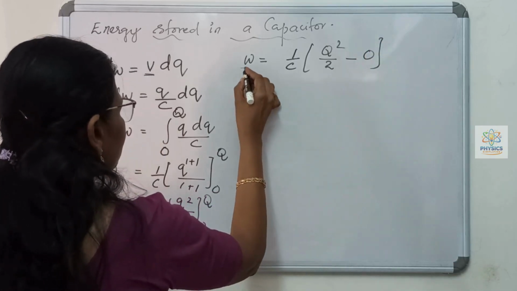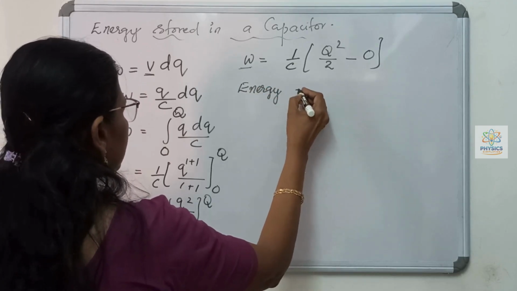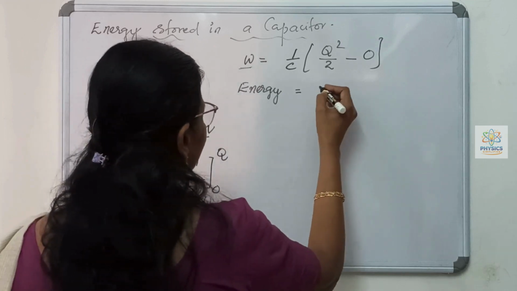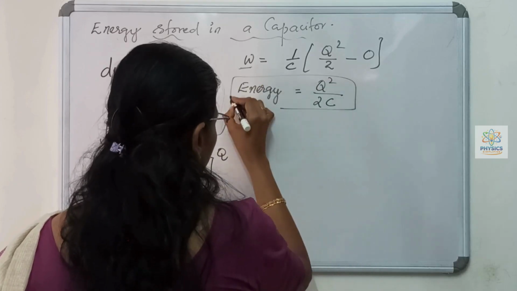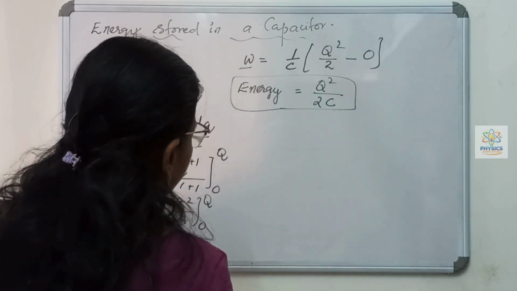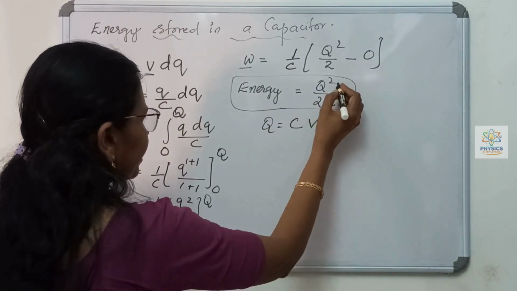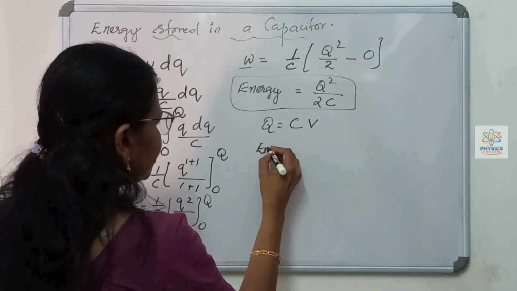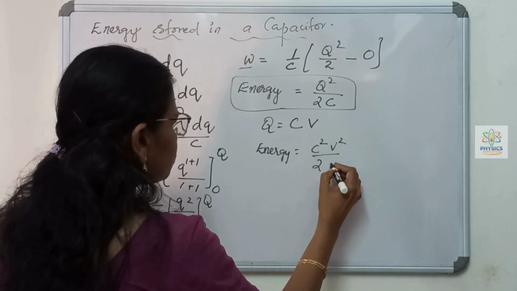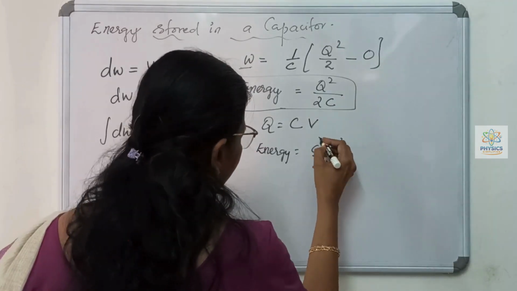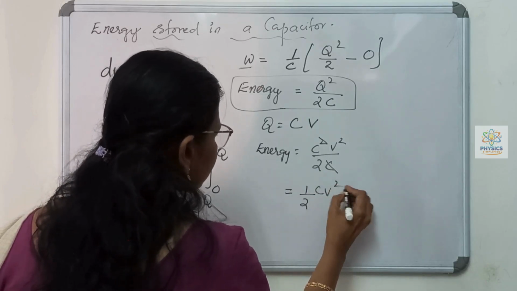So this work done is what is considered as the energy stored in a capacitor. That is, energy is equal to q square by 2c. And from this, if q is equal to c into v, we can write the equation as energy is equal to c square v square by 2c. Here c and c cancel. We get the energy as half cv square.